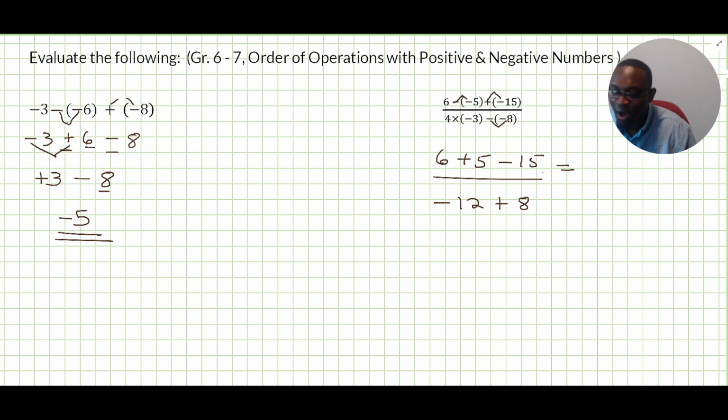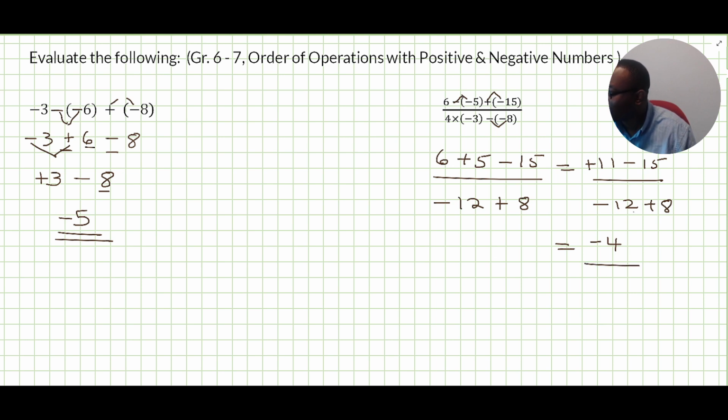So now we're going to go up here to simplify the numerator here. 6 plus 5, we have 11. So this is 11 minus 15 divided by -12 plus 8. So we'll apply our rule again. Whenever you don't have a sign to the left of a number, you can safely assume it's positive. So now let's look here. We have different signs, so we're going to subtract first. 15 minus 11, we have 4. Let's examine the numbers. What is the sign on the larger number? The larger number is 15. The sign is negative.